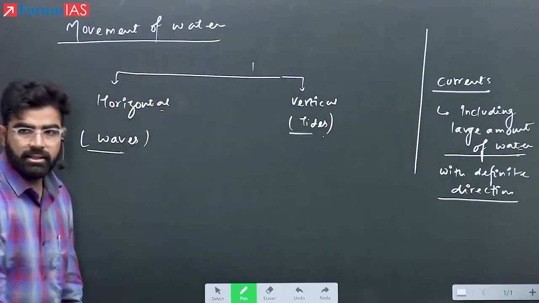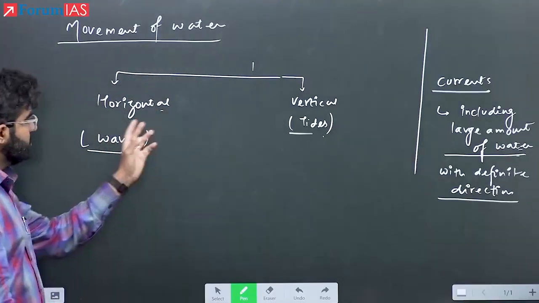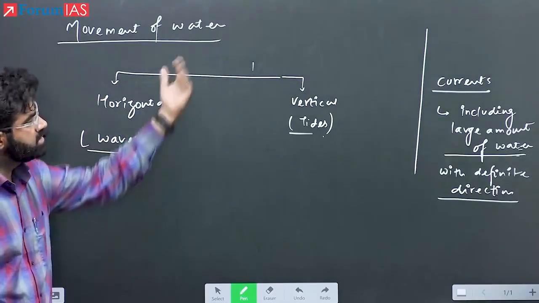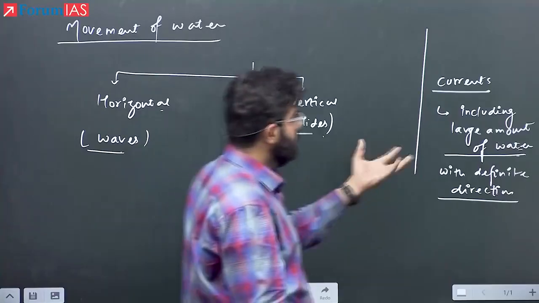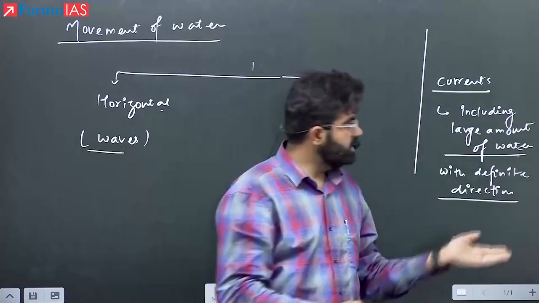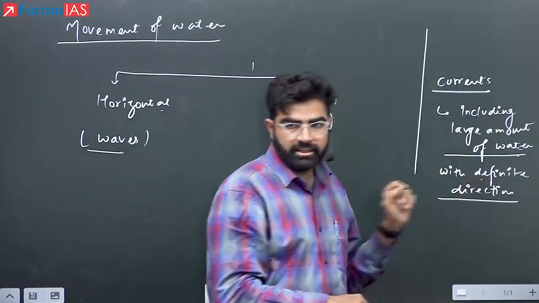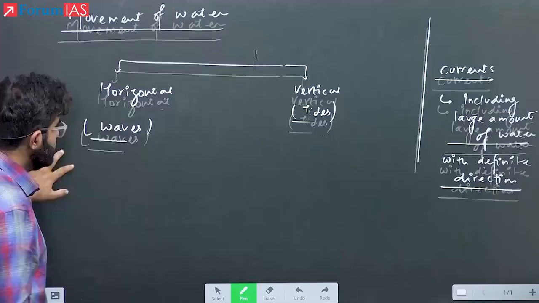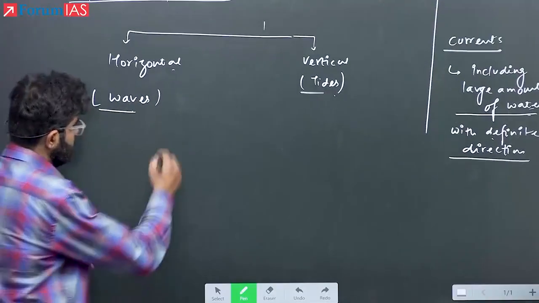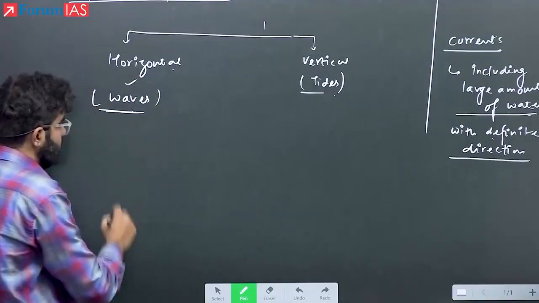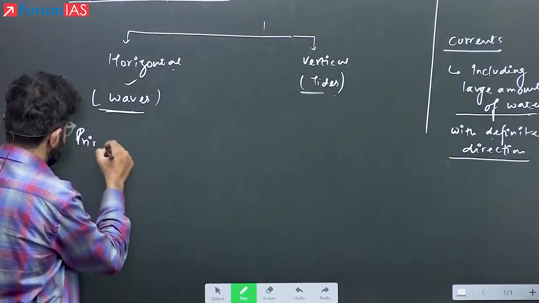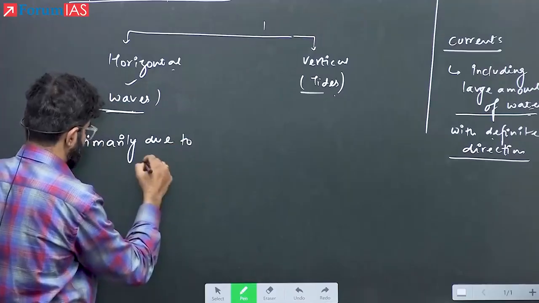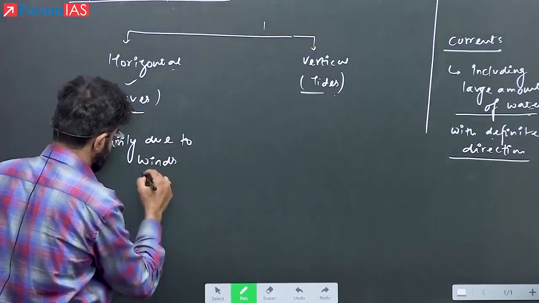We will learn this movement of water in 3 ways. One is horizontal, second is vertical, and the third is current. I am writing currents separately because they are a large volume of water moving, which also has a definite pattern and direction. Therefore, current is a separate thing. The horizontal movement is known as waves. Primarily, this movement is generated due to wind's energy.